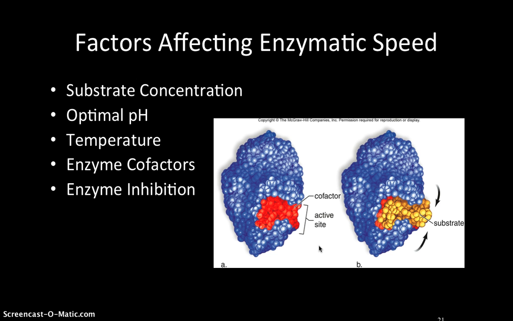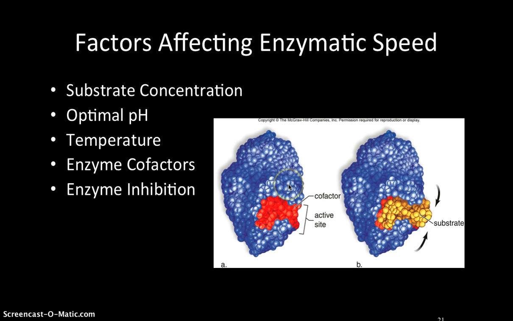Then we have these things called enzyme cofactors. Enzyme cofactors are molecules that some enzymes need to function. So these enzymes require the presence of an inorganic or non-protein molecule at the active site. So in addition to the substrate, they need this other thing called the cofactor. And this is inorganic, so it's something that's not an organic molecule. And they participate in the reactions, so they will help the reaction happen.